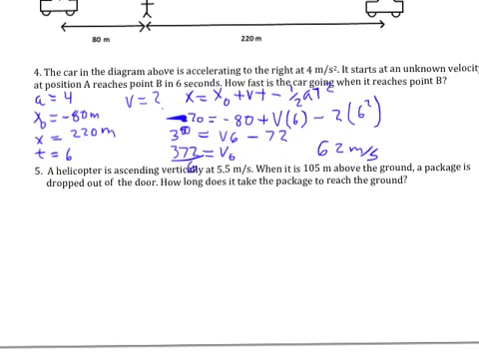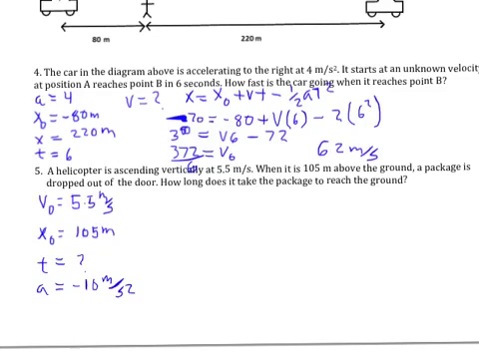Let's try another one. A helicopter is ascending vertically at 5.5. So I have V initial equals 5.5 meters per second. It is when it's 105 meters above the ground, so x naught, x at time 0, is 105 meters. A package is dropped out the door. How long does it take the package to reach the ground? So we're looking for a time. Time is what we'd like to find. And we'll assume we're on Earth, so we have an acceleration of negative 10 meters per second squared.